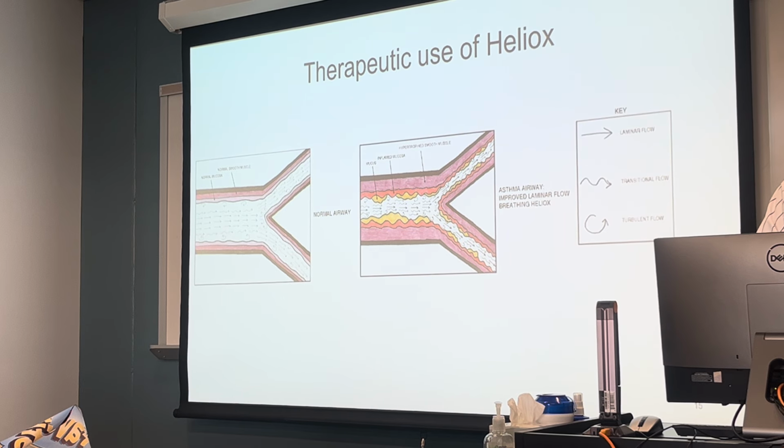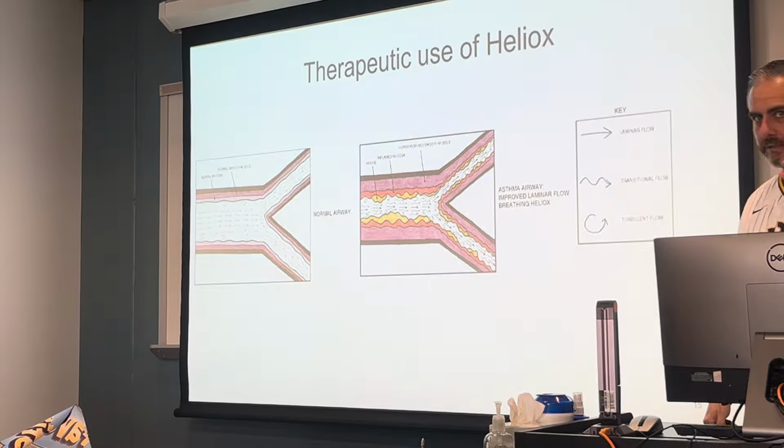Now, how much oxygen are we providing? 20 or 30%. I can't give them more than that, because if I try to give them a higher concentration of oxygen, what happens to the helium? That level goes down and the gas becomes too heavy. And it defeats the purpose of why we're giving heliox in the first place, or using the helium part of heliox in the first place.